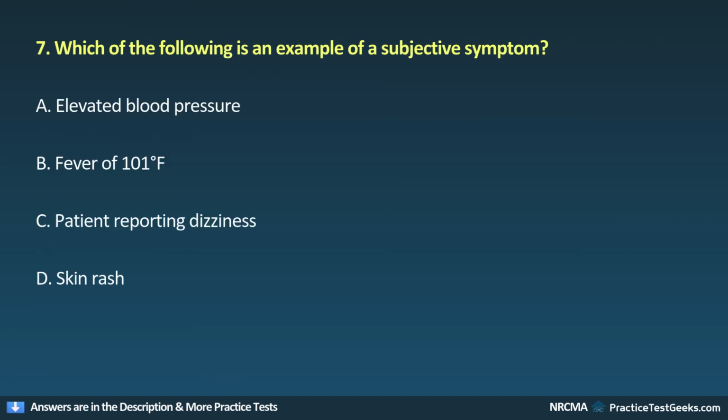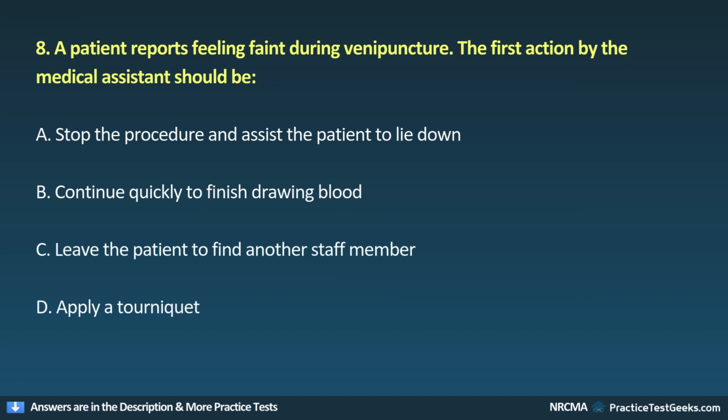7. Which of the following is an example of a subjective symptom? A. Elevated blood pressure. B. Fever of 101 degrees Fahrenheit. C. Patient reporting dizziness. D. Skin rash.